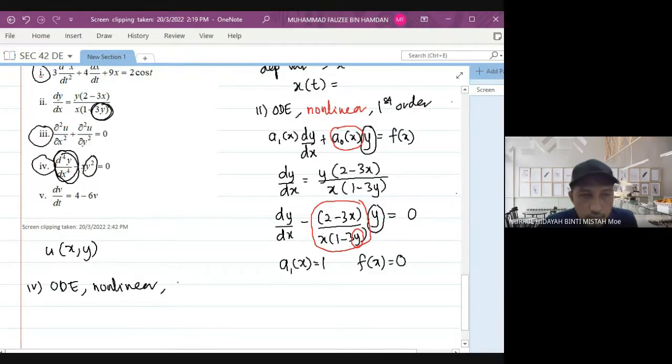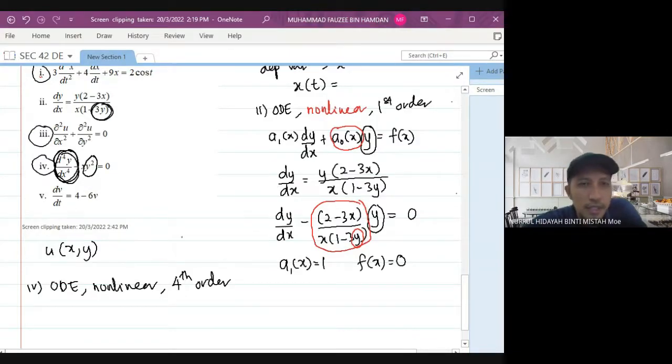The order. So this is a fourth order. Okay, so it comes from this differential coefficient, d to the power of 4 y over dx to the power of 4. Okay, and the last one, I think it's very easy for you to understand.